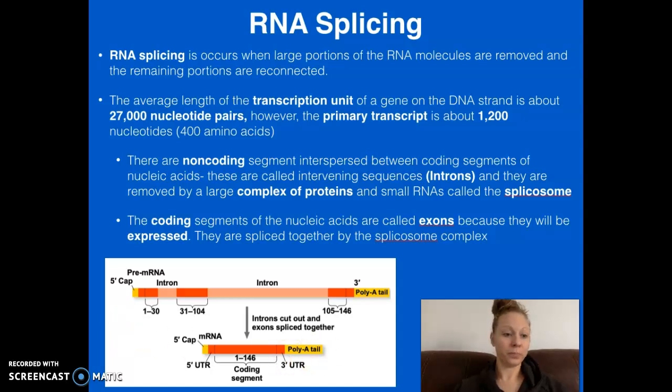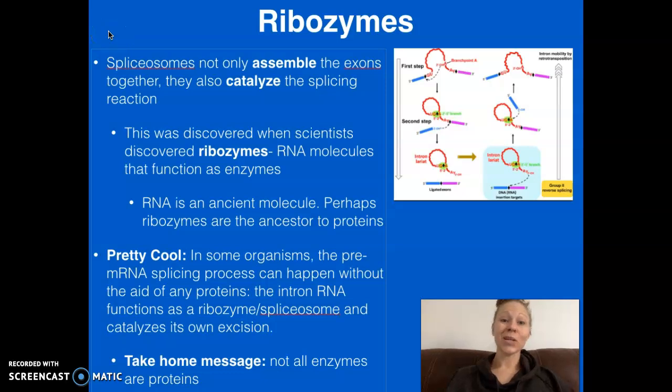In this next section here, we're going to talk about ribozymes. Ribozymes are a discovery that was made when scientists found that RNA molecules not only act as messengers, but they could also act as enzymes. So prior to this, scientists thought that the only enzymes in a cell were proteins, and so this was quite a discovery.